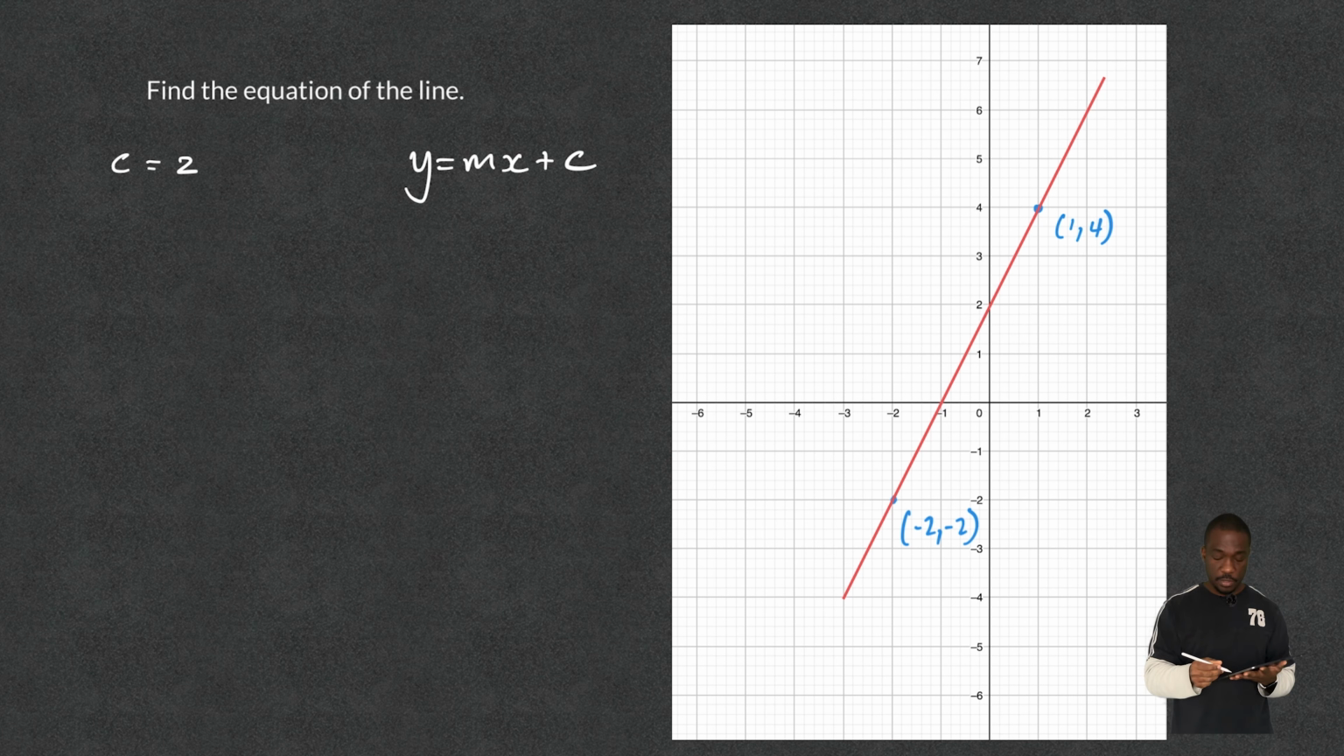So what I want to know is, for every time I go across 1 unit, 0 to 1, how many units is it going up? Well, I can see every time I go across 1, it's going up 2 units. So that means that my gradient m is equal to 2 as well. Okay, that's the first method.